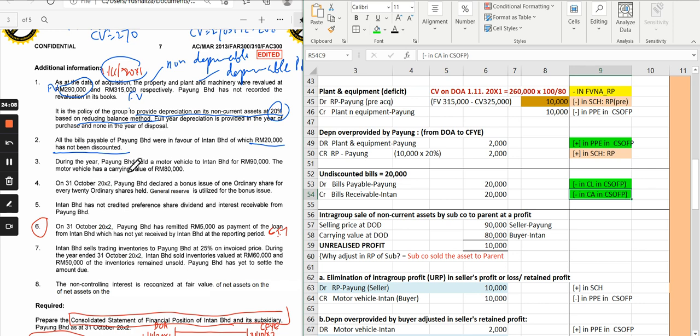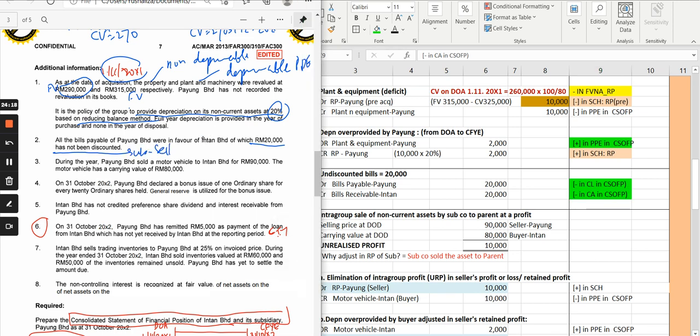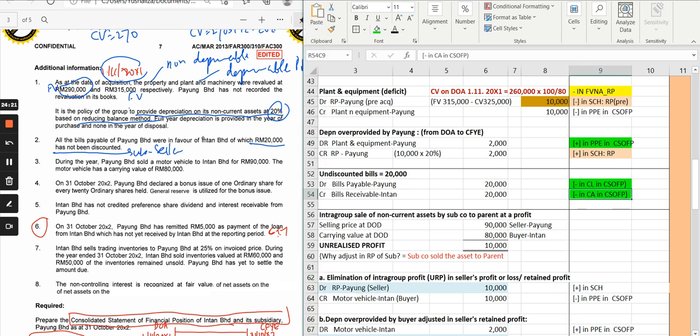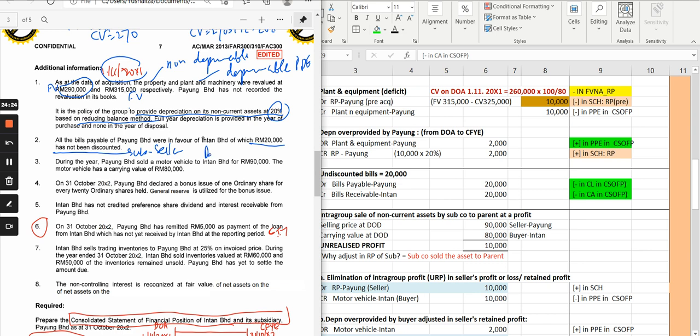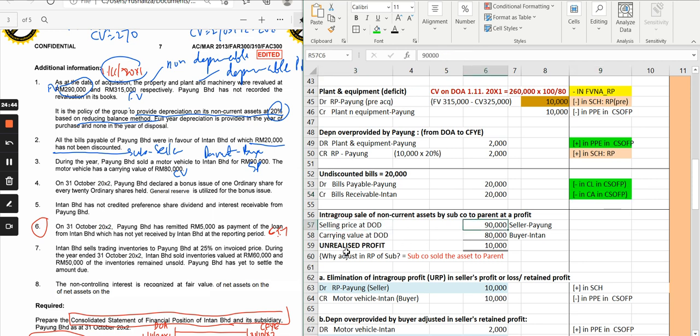The next one is the intercompany sale of motor vehicle. Go and identify who is the seller. Payung is the subsidiary, so the subsidiary is the seller. It's sold off to Intan. Intan is the parent, and the parent is the buyer. So the motor vehicle has a carrying value of 80,000. So this is the sale proceeds, and you are informed the carrying value on the date of disposal was 80,000. So this is easy. You just take the selling price, 90,000, less carrying value. This is from the point of view of the subsidiary as the seller, because Payung is the seller.